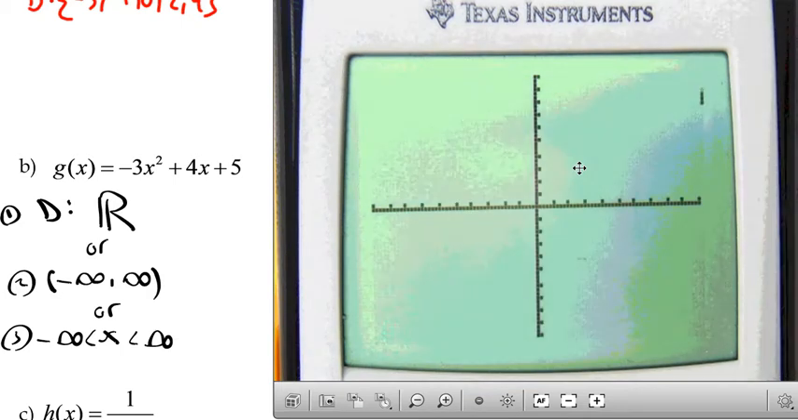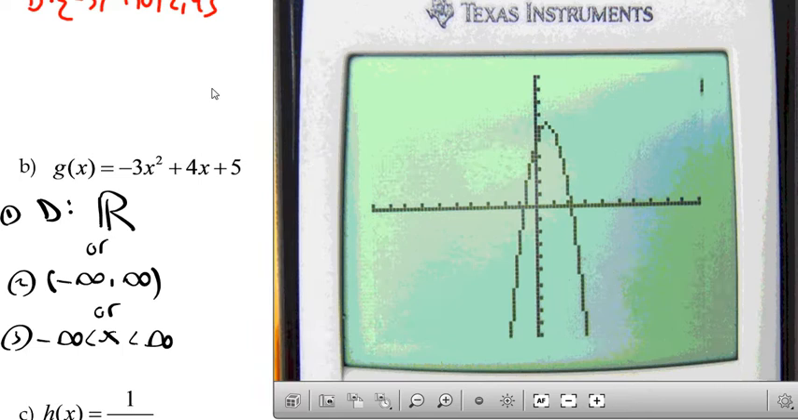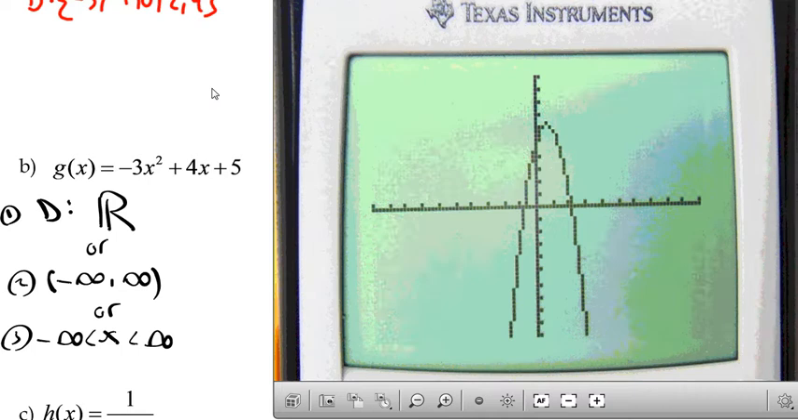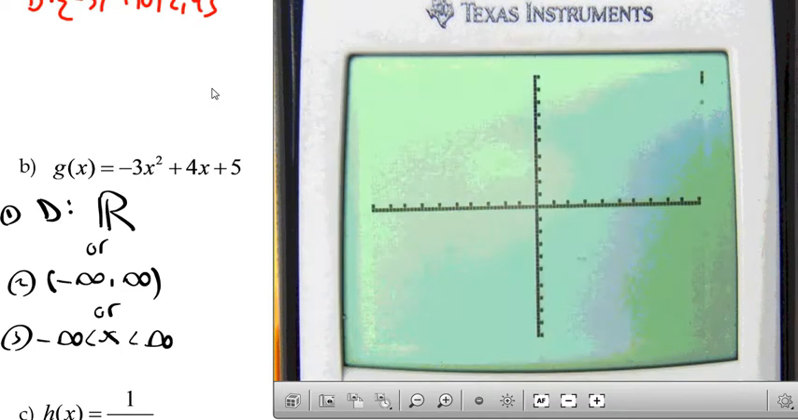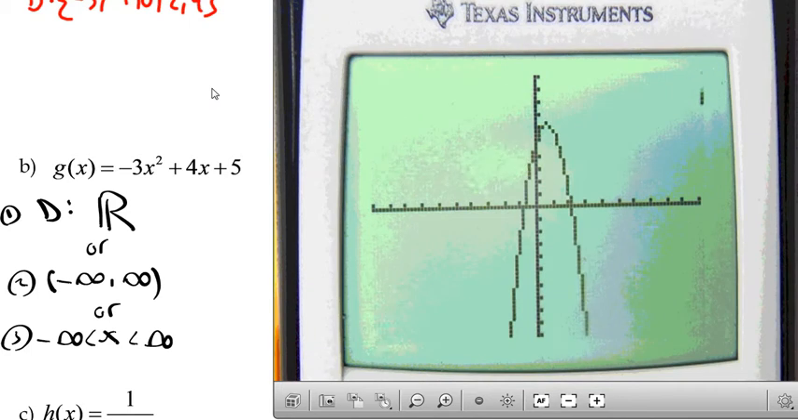Okay, so I'm going to go ahead and graph it. And there it is. And I'm in a standard window. So if yours is not like this, you can go to zoom and then press the 6. And it's going to give you a 10 left, 10 right, 10 up, and 10 down. So let's make sense of this.